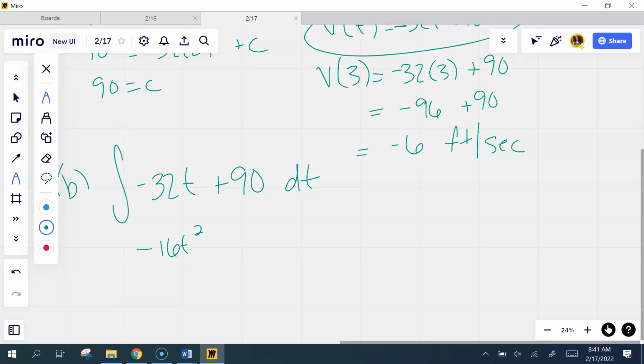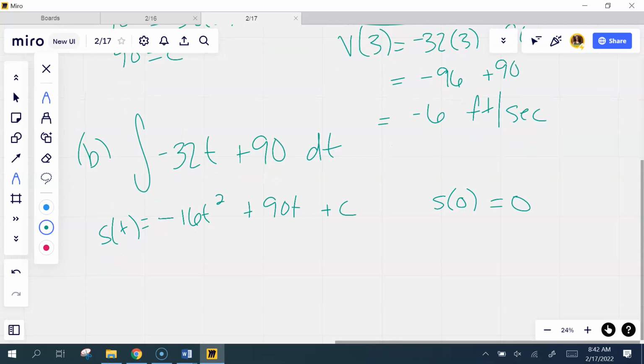Negative 16t squared plus 90t plus c. So now the problem is I need to be able to find the c. So I need some value. Go back to the beginning of the problem. From ground level, a projectile is fired straight upward with a velocity of 90 feet per second. Does that help me? If it's fired from ground level, that means the position at 0 seconds is 0 feet, which means 0 equals c.